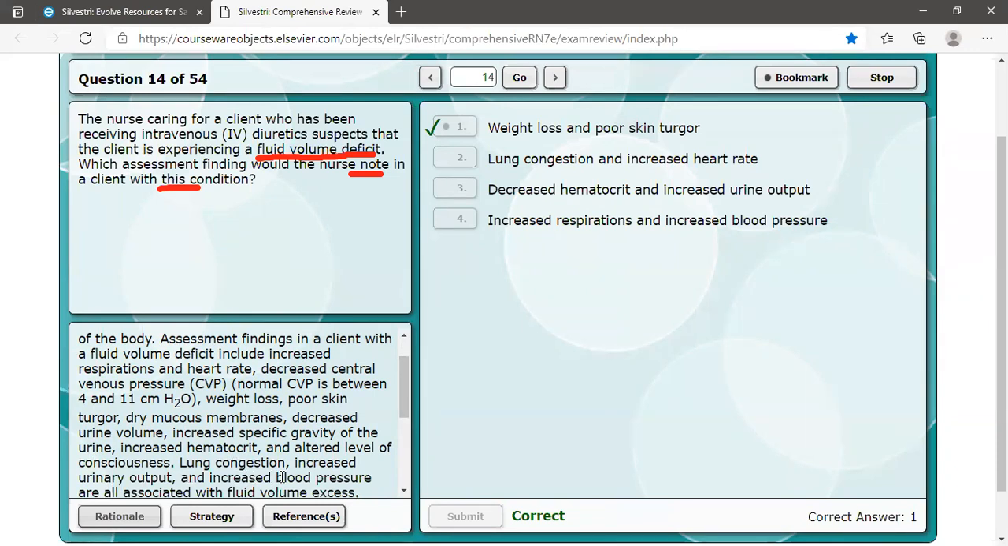But the similarities: in both cases, the patient develops tachycardia and tachypnea. With a fluid volume deficit, the patient develops tachycardia, tachypnea, but hypotension. If the patient has a fluid volume overload, the patient develops tachycardia, tachypnea, but hypertension. So let me compare and contrast the lab values in fluid volume overload and fluid volume deficit.